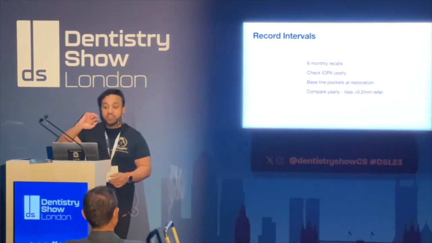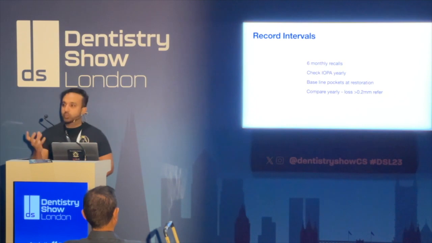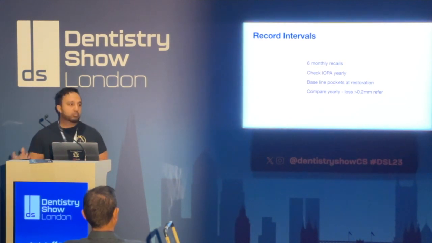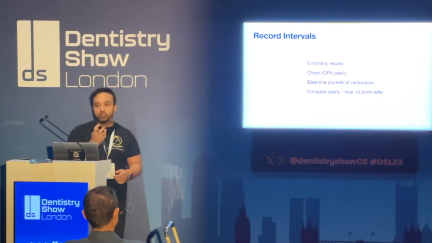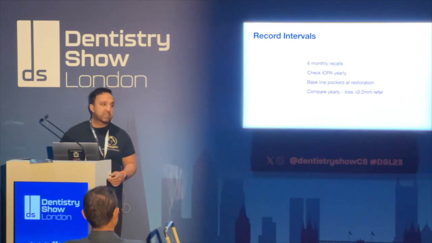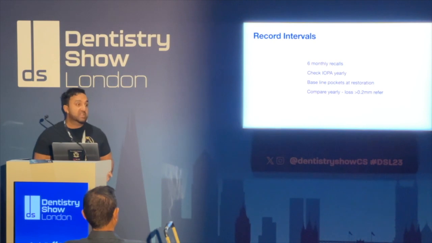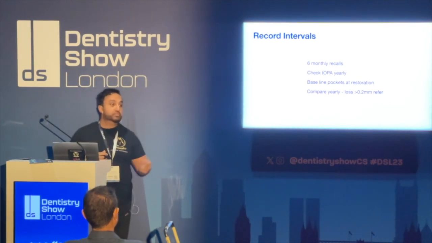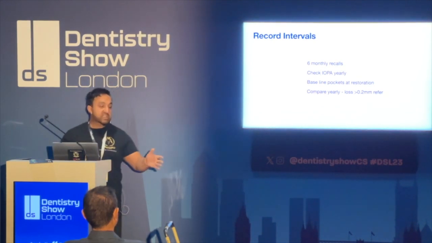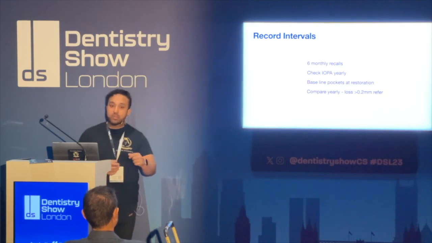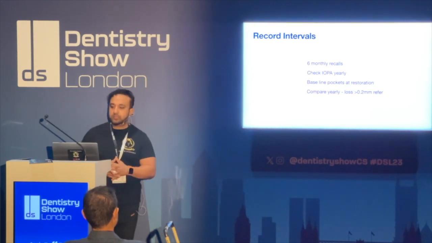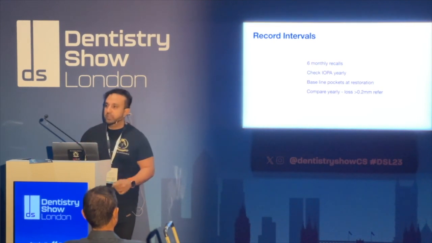As I talked about the baseline pocketing, that's where pocketing around implants is more relevant. But we only do that once a year. And we're trying to shy away from probing implants that are freshly placed, because you could introduce bugs within the first 6 months of placement of an implant, which causes bone loss. You compare the yearly bone levels on your implant.